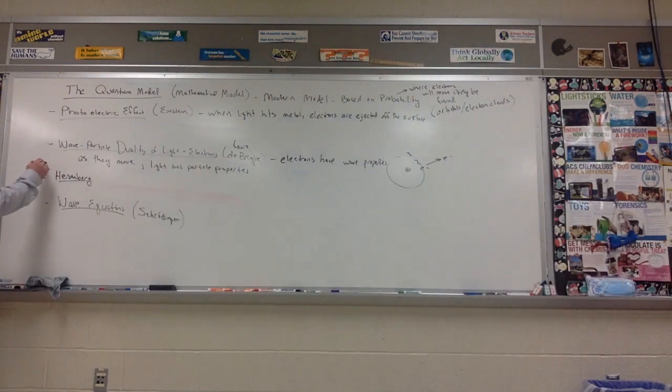Heisenberg, I guess I should say Werner Heisenberg. His name was Werner Heisenberg. So he was trying to come off de Broglie's theory that electrons have these properties of both particles and waves. Okay.